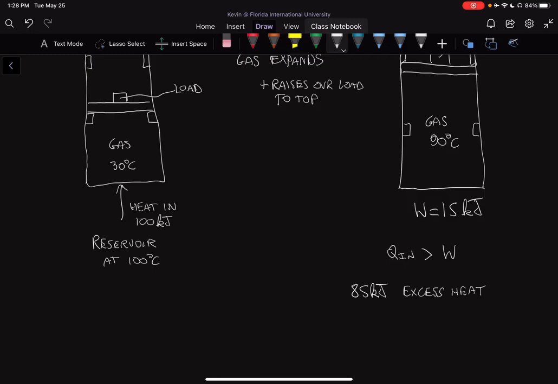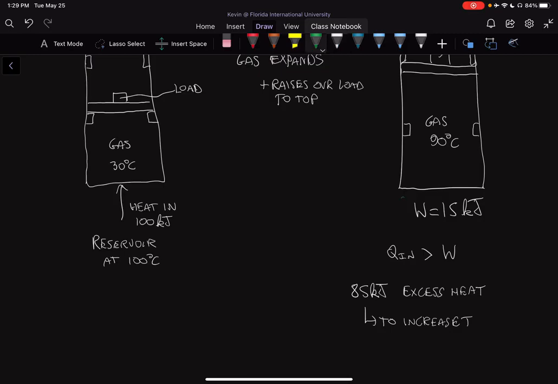Okay, so we used 85 kilojoules to increase temperature. Now, is it possible to transfer 85 kilojoules of the excess heat at 90 degrees back to the reservoir at 100 degrees for later use? So now that we have a system at 90 degrees, the question is, can we put that gas at 90 degrees back into the reservoir to bring our system back?